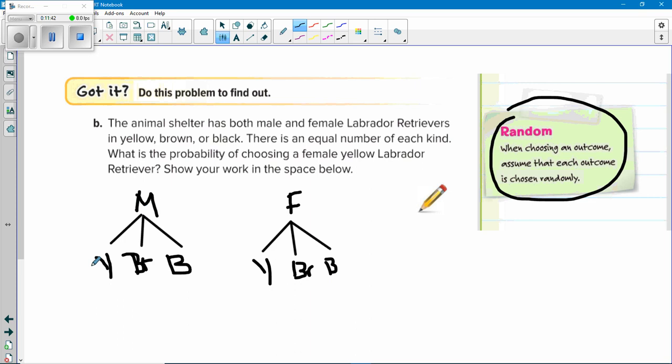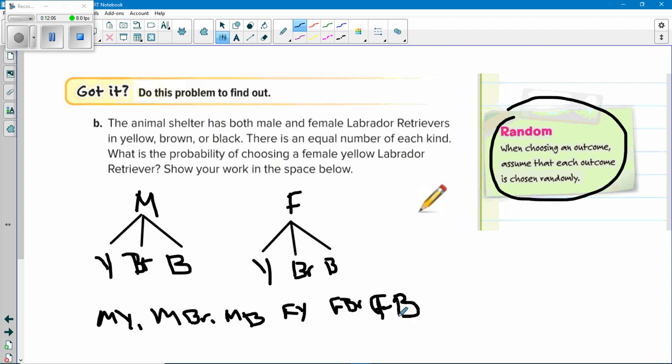Well, there's 6. Male yellow, male brown, male black, female yellow, female brown, and female black. So there's 6 things that can happen.